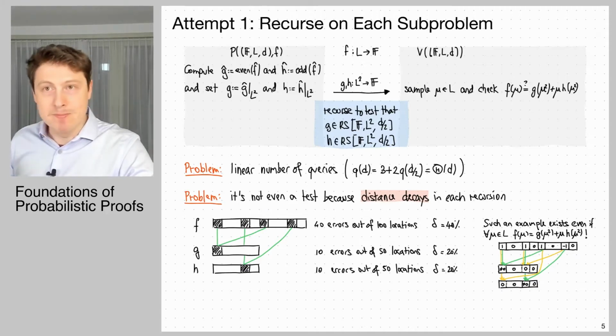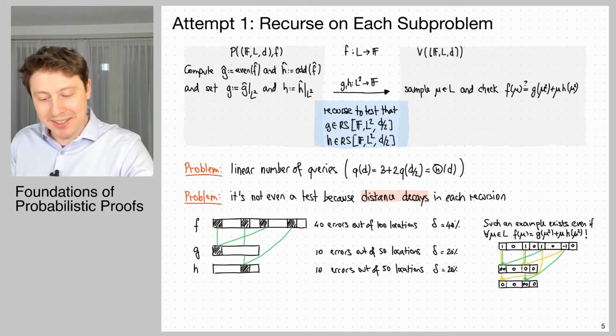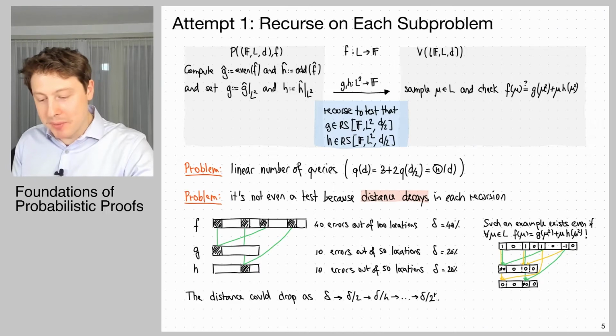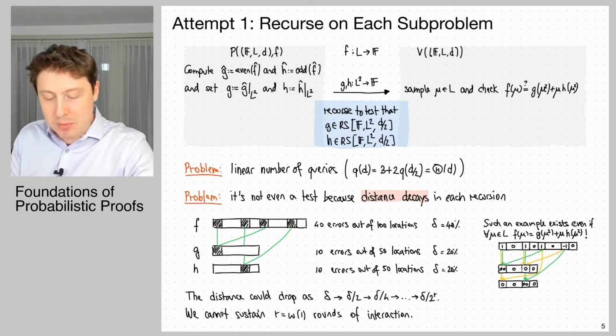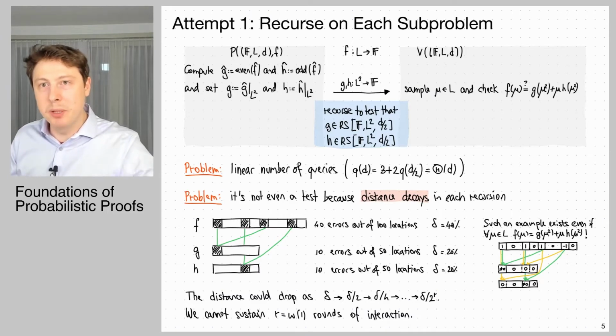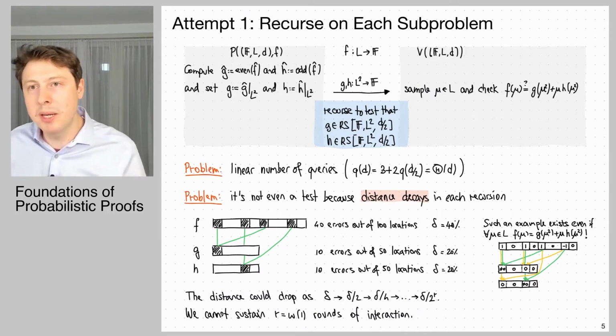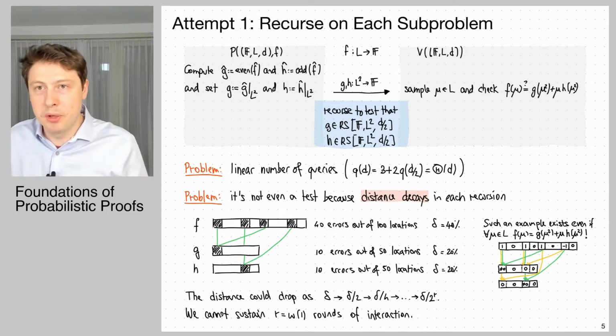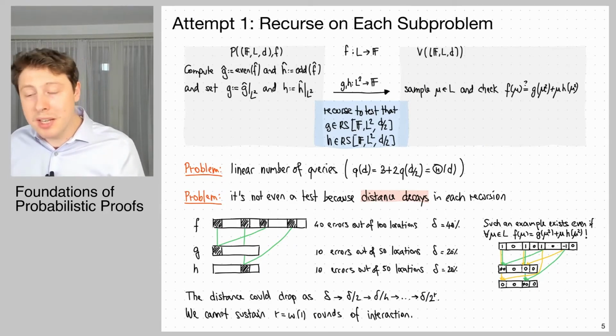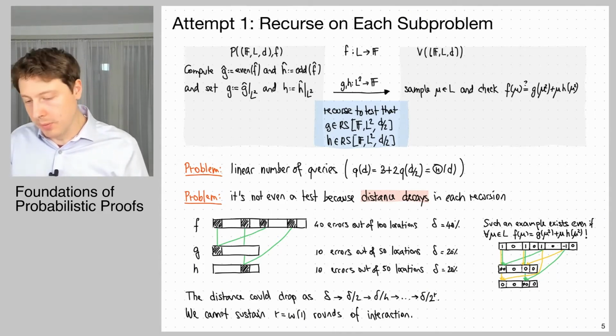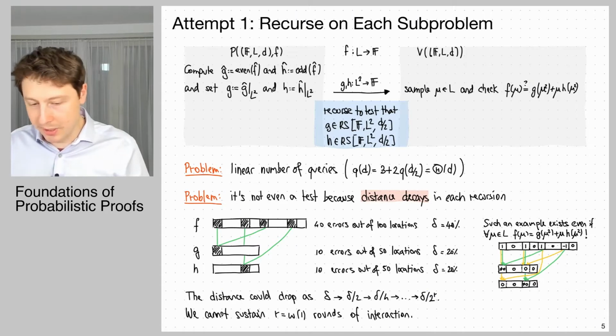And this is worrisome. If the distance drops by half each time, and the number of recursions is super constant, pretty soon we're going to be too close to detect it with, say, a constant number of queries. So that's problematic. We'll see, now maybe let me just write down the expression that we'll see very soon.